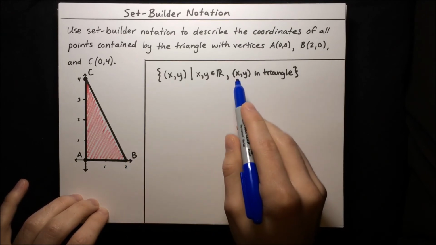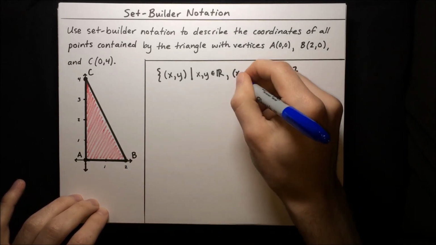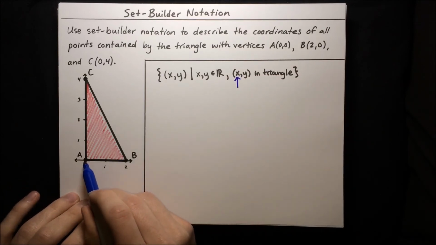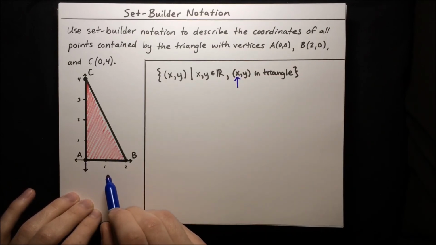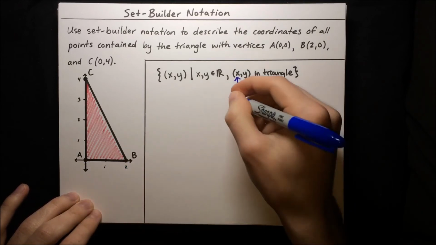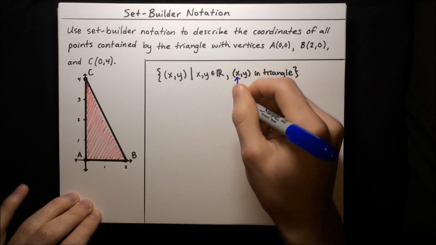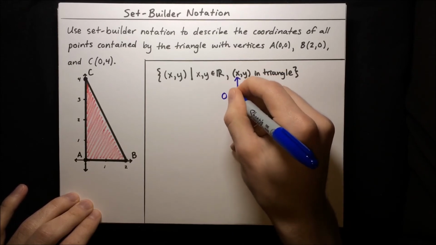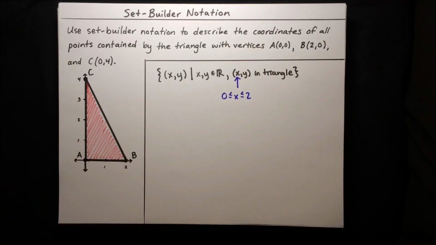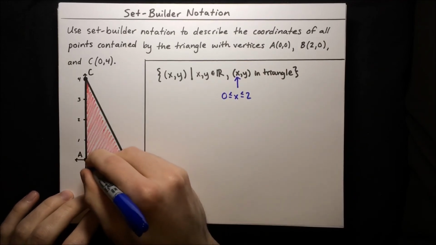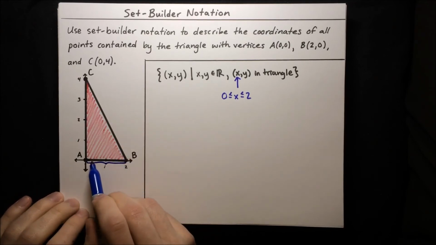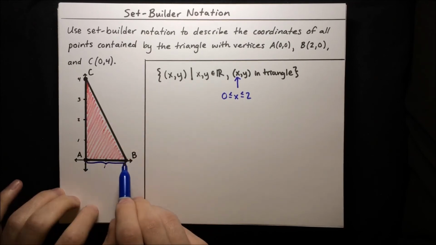Why don't we look at the point x first? So looking at x, what do we need from x? Well, all the points in the triangle have x coordinates between 0 and 2. So why don't we use that constraint? So x has to be between 0 and 2. That'll be our constraint here: 0 is less than x is less than 2. And that just comes from looking at the base of the triangle here. All of the x values in the triangle, as we see, are between 0 and 2.